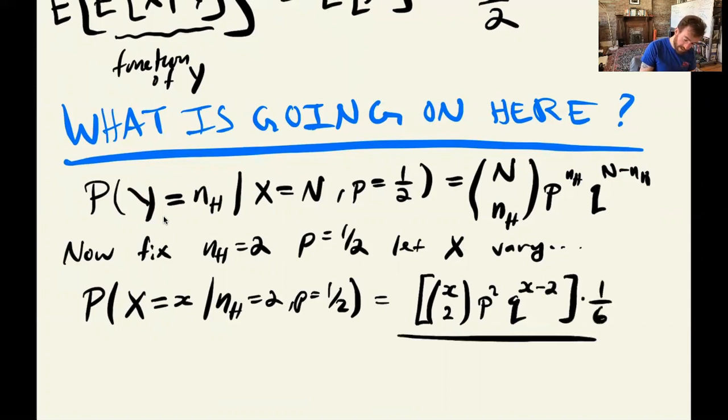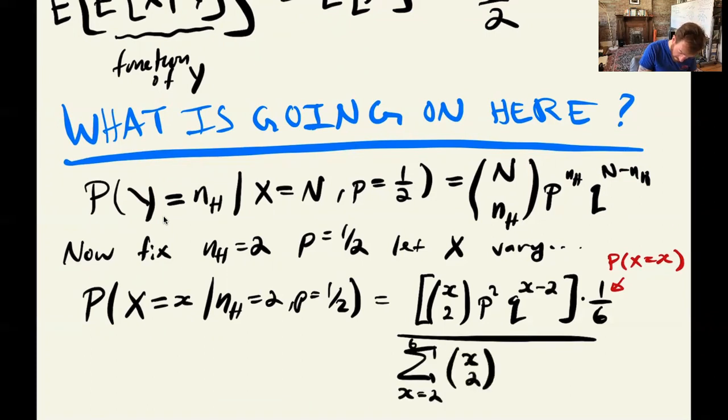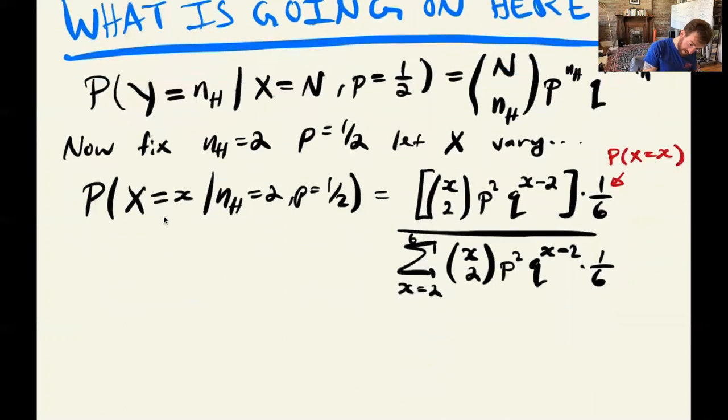And then, of course, this was multiplied by a 6th by using Bayes' rule. This was just the probability that capital X equals little x, but not the conditional probability. And that's what we're finding here in this fraction. And then we summed over x equals 2 to 6: x choose 2, p half, q to the x minus 2, again, times a 6th.